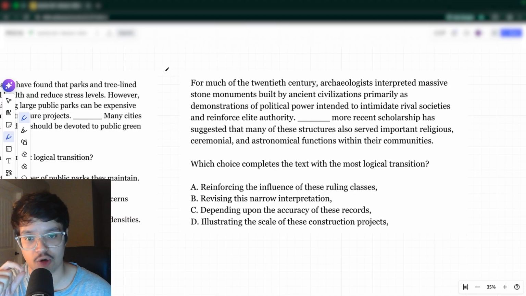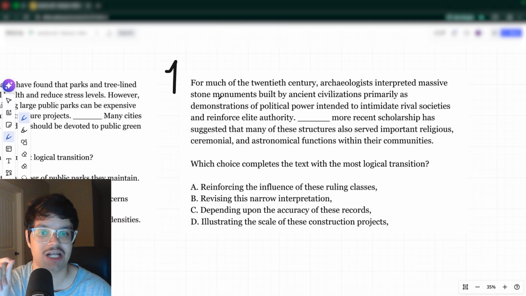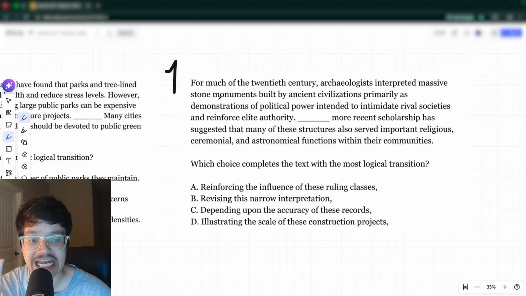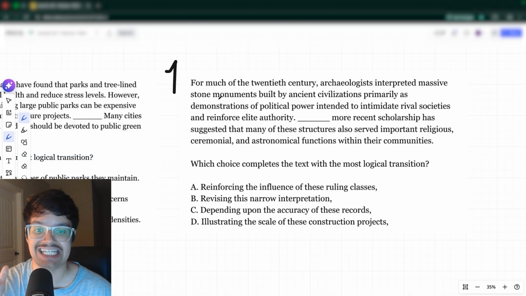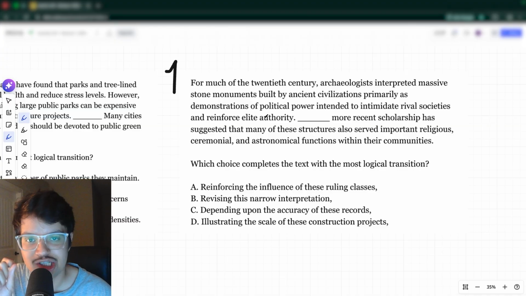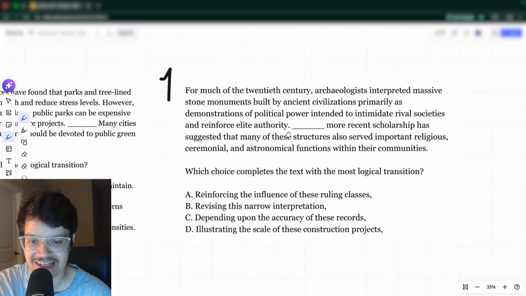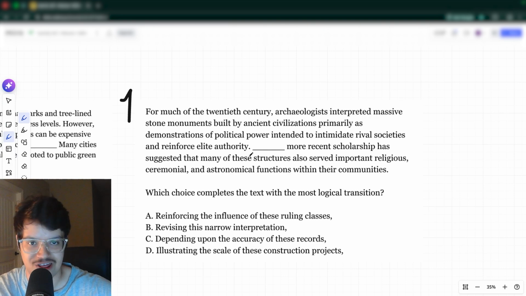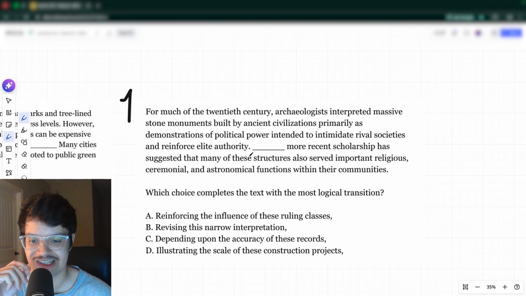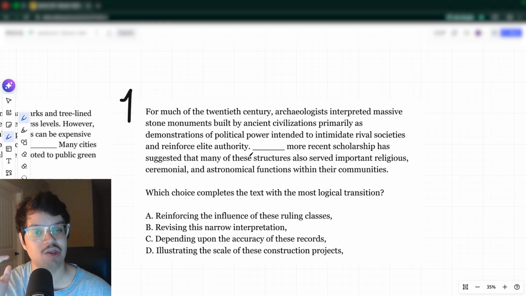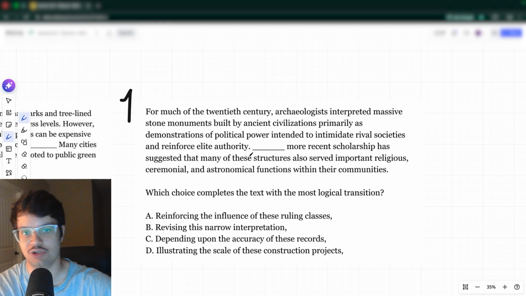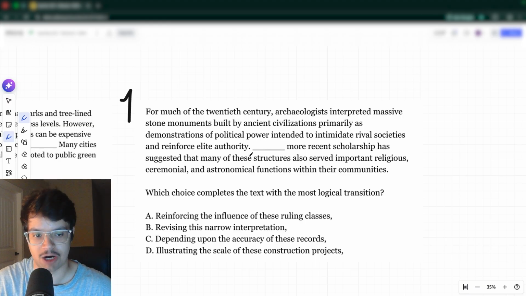Let's try this one. For much of the 20th century, archaeologists interpreted massive stone monuments built by ancient civilizations primarily as demonstrations of political power intended to intimidate rival societies and reinforce elite authority. So like, I'm not sure if you've seen 2001: A Space Odyssey, where you have that big monolith that the monkeys are playing with and that they talk about for the entire movie, but that's kind of what I think of here. But basically they're saying that when you have those kinds of big, huge statues, it's trying to show power. It's trying to make people scared because they're so powerful, all that stuff.